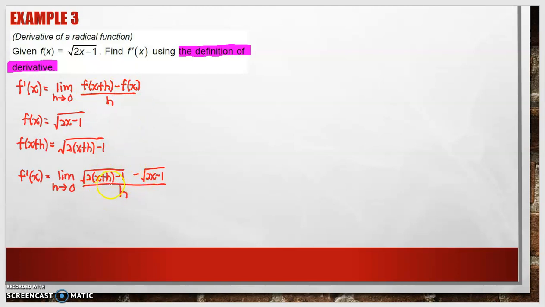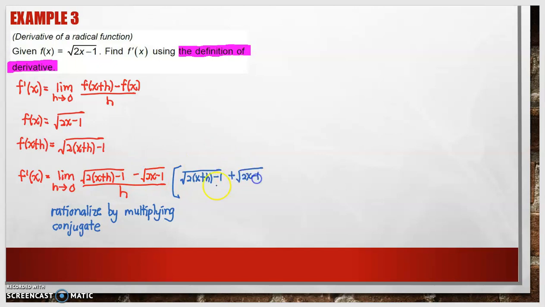In order to find this, because this is a limit involving a radical, if you still remember, we have three types of limit involving radical. For this type, we have to rationalize by multiplying by the conjugate. So we multiply by the conjugate, which is the square root of 2(x plus h) minus 1. Here it is negative, now it is positive, the square root of 2x minus 1. The same goes for the denominator: the square root of 2(x plus h) minus 1 plus the square root of 2x minus 1.